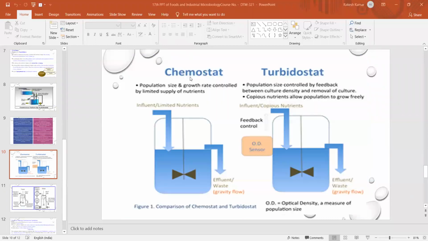And what is happening in chemostat? Population size and growth rate are controlled by limiting the supply of the nutrients. While in the case of turbidostat, population size is controlled by feedback between culture density and removal of culture, and copious nutrients allow the population to grow freely. So here is the instrument, and just by having an idea about the optical density, this will indirectly give you an idea about the population of live cells present in the system, and accordingly you can control the whole system.